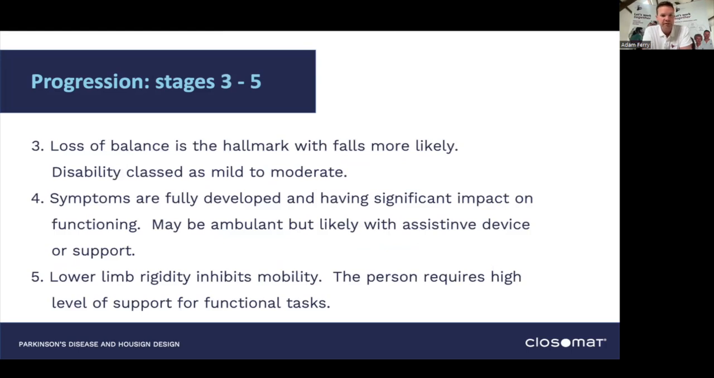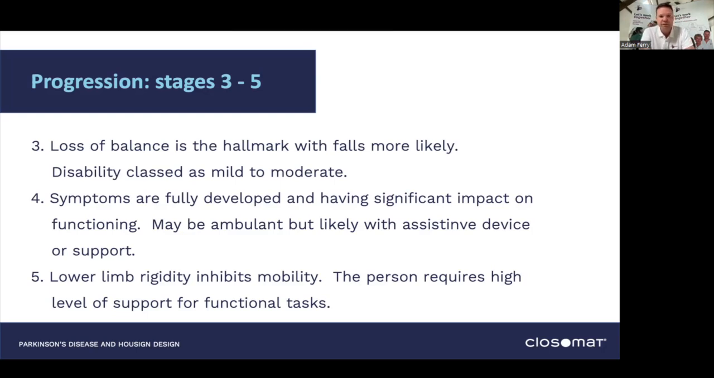Stage 3, loss of balance is the hallmark and falls are far more likely. The disability at this stage is classed as mild to moderate. So bear that in mind. At stage 3 of the progression, disability is classed as mild to moderate. And I want us to reflect a little bit later on where that leaves stages 1 to 2 in terms of the legislation.